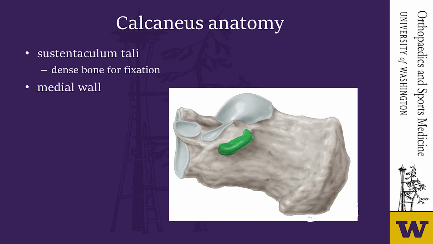The subtentaculum tali is on the medial side of the calcaneus, which gives support to the overlying talus, and is made up of dense bone that is ideal for fixation. It provides a groove for the flexor hallucis longus tendon that runs directly inferior. And this medial wall is close to neurovascular structures, the posterior tibial artery and tibial nerve.